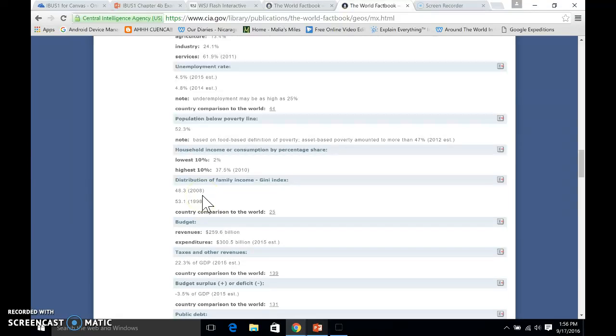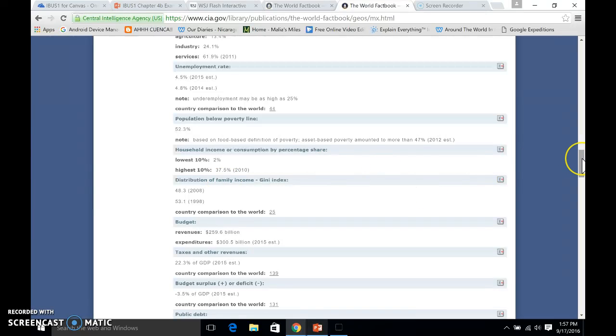And to be more equal is indicated by a lower number. So ideally, the closest you are to 0, but that's not realistic. So a very egalitarian society like Sweden would be close to 25. A country like the African country that I just mentioned would be closer to 50. So looking at that, you can see that Mexico is fairly stratified. In other words, wealth is not evenly distributed.